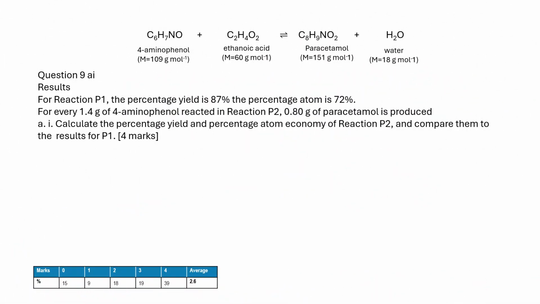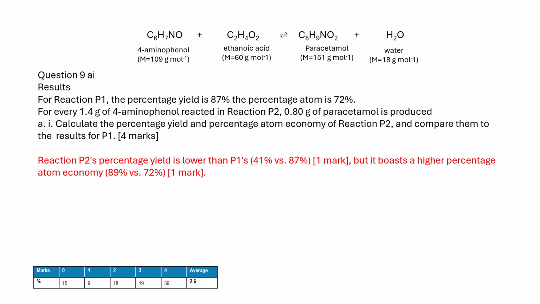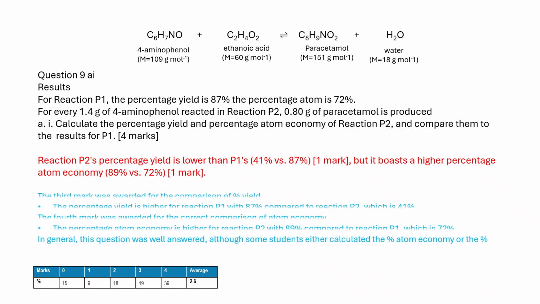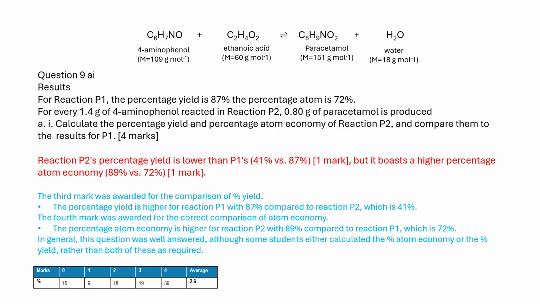Reaction P2's percentage yield is lower than P1's, 41% versus 87%, but it boasts a higher percentage atom economy, 89% versus 72%.